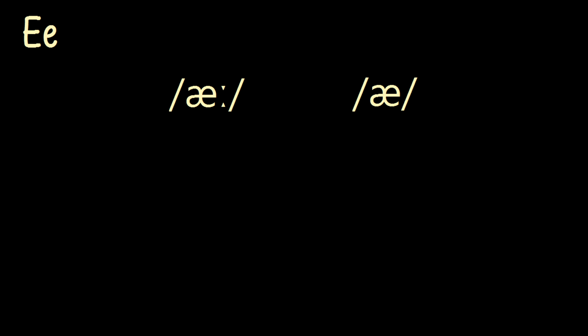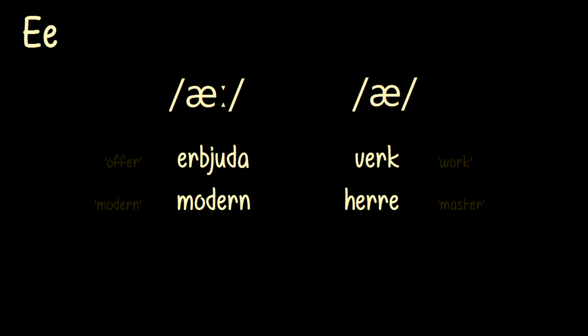Vete, timme, kommer. And just like Ä, short E is pronounced Æ before R. Long E can be Æ in front of R as well, but this is rare and limited to a few words and names. Erbjuda, modern, verk, herre.